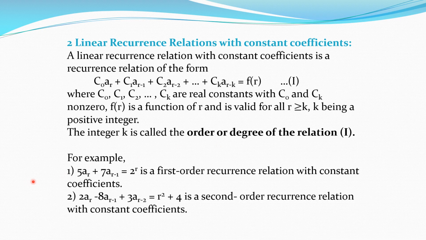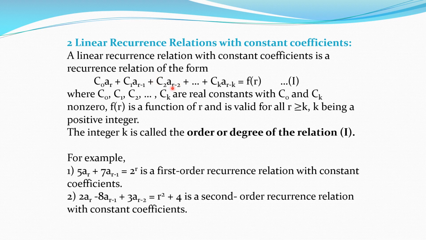For example, 5a_r plus 7a_(r-1) is equal to 2 raised to r. Now see, this is one linear recurrence relation with constant coefficients. If you compare it with this relation 1, C0 a_r means C0 is 5 here, plus C1 a_(r-1). So this is the term a_(r-1), its coefficient C1 equals 7, and f(r) is equal to 2 raised to r.